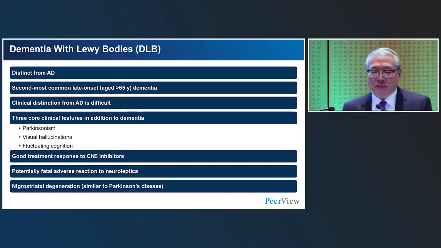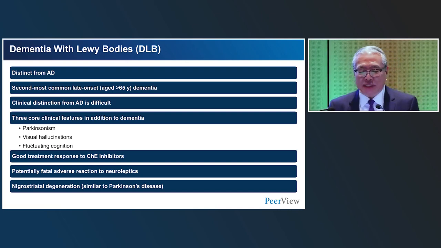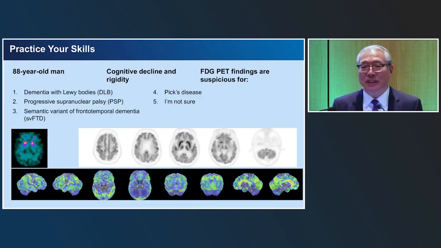And moving on to dementia with Lewy bodies, which is distinct from Alzheimer's disease. Just as I said, clinical diagnosis becomes very important because they may have adverse reactions to neuroleptics. I'll just show this image, and you see the FDG scan and statistical map. You can respond to this case.